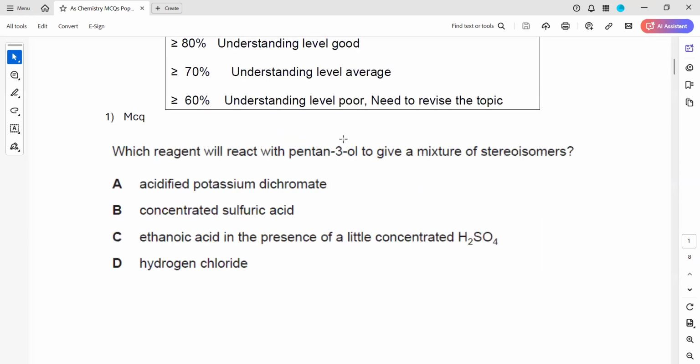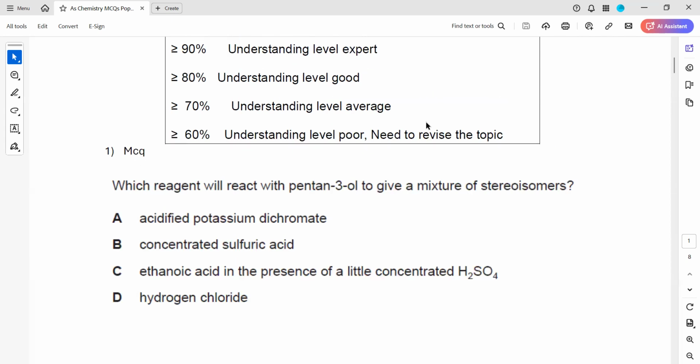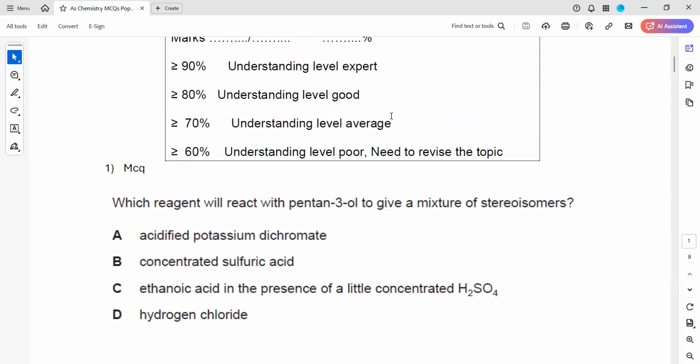Question number one, basically what you have to do, you have to understand, especially for the organic reactions, what are the products a substance can form. Which reagent will react with pentane-3-ol to give stereoisomers? So stereoisomers can be geometrical or it can be optical.